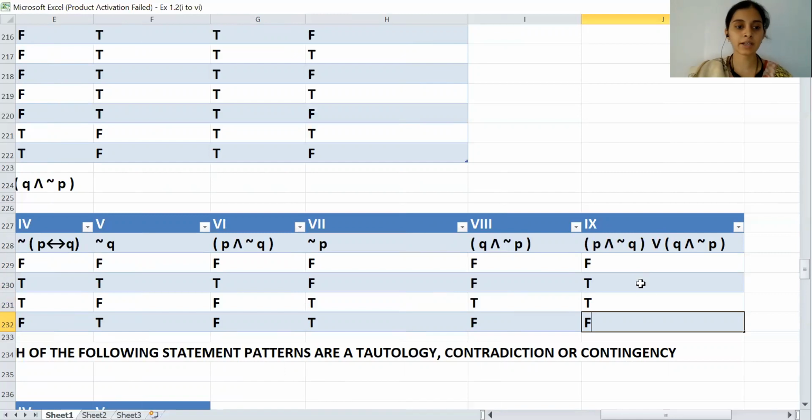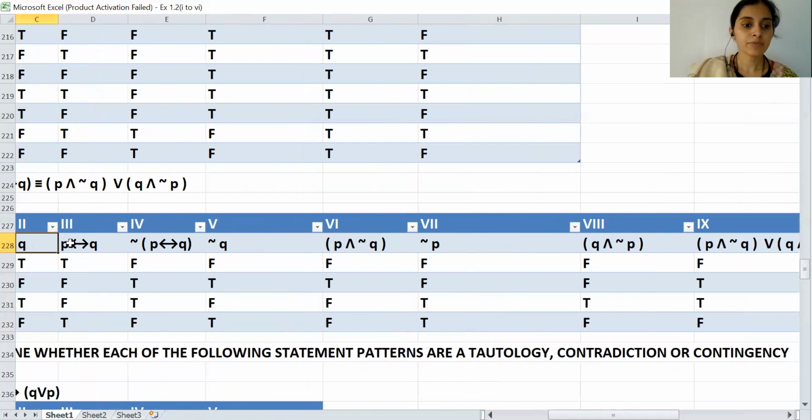This is our right side. Okay, and what is our left side? Which column will give you our left side? It is this column, the 4th column. So F, T, T, F. Yes. So from column 4 and column 9, what will we write over here? From column 4 and column 9, it is a logical equivalence.